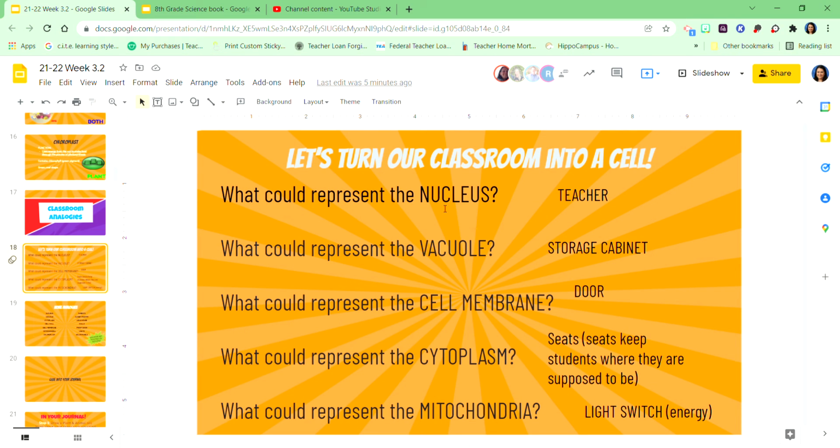The cytoplasm, they're the seats in the classroom or the desks. They keep the students where they're supposed to be. The cytoplasm keeps the organelles where they're supposed to be. Another way to think of cytoplasm is the floor. The floor keeps everything in place, and it's throughout the entire cell, so it's throughout the entire classroom. And then the mitochondria, that's where the energy is from. One way to think about the energy is the lights, and we get that from the light switch. We turn it on and off.